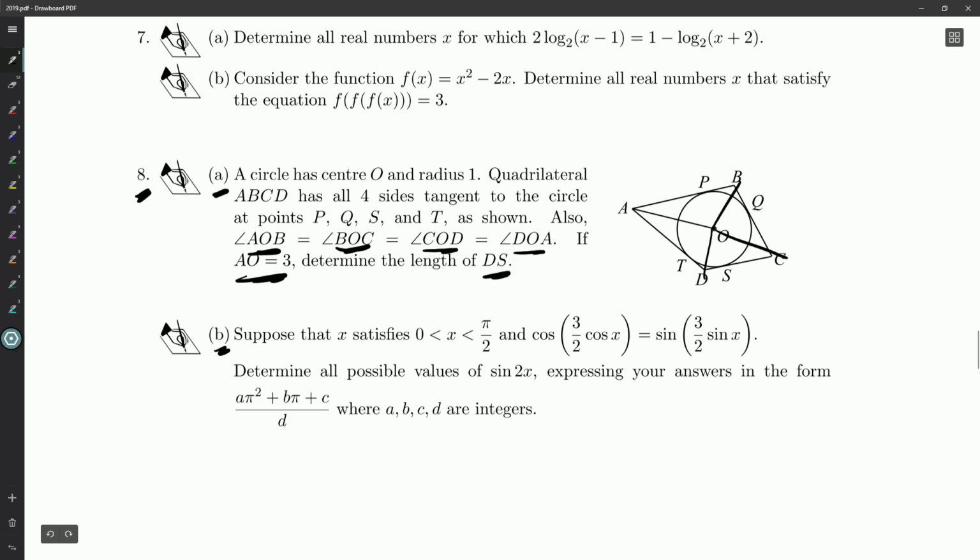Okay. B part. Suppose x is an acute angle. And we know cos of 3 over 2 cos x is the same as sine of 3 over 2 sine x. Ooh, this is interesting. Determine all possible values of sine 2x, expressing your answer in the form (a pi squared plus b pi plus c) all over d, where these are integers. Oh, I don't like that pi squared there. Okay, well, let's go to work on that.